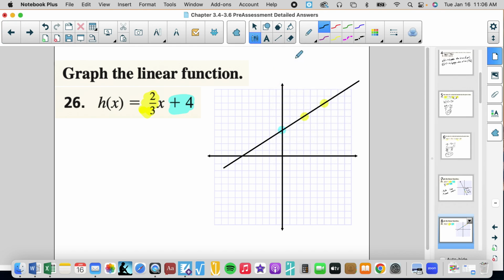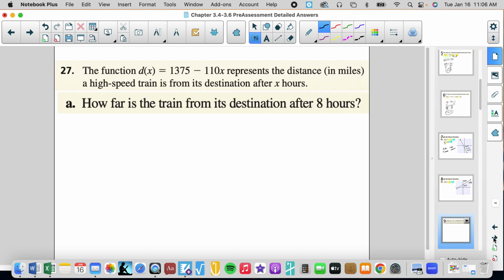Arrows. Coordinates (0, 4), (3, 6), and (6, 8). Those are my 3 points. Make sure: 4, 5, 6, 7, 8, 4, 1, 2, 3, 4, 5, 6. Yep, those are correct.